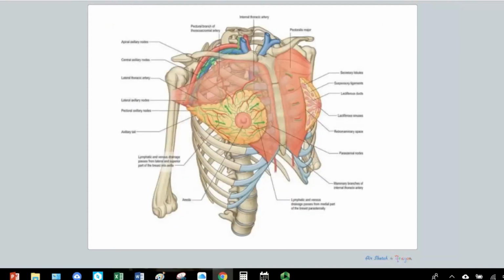Then I just thought this was a pretty cool picture showing you the different layers of the thoracic cage with the pectoralis major over the top of it, and then the ribs underneath, and then everything going on underneath there.